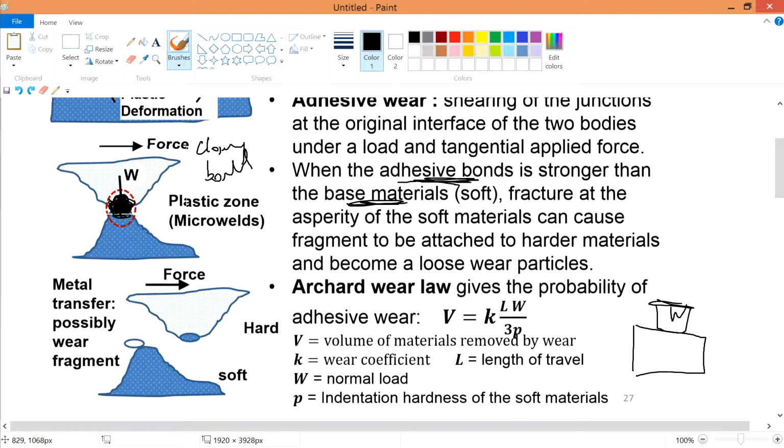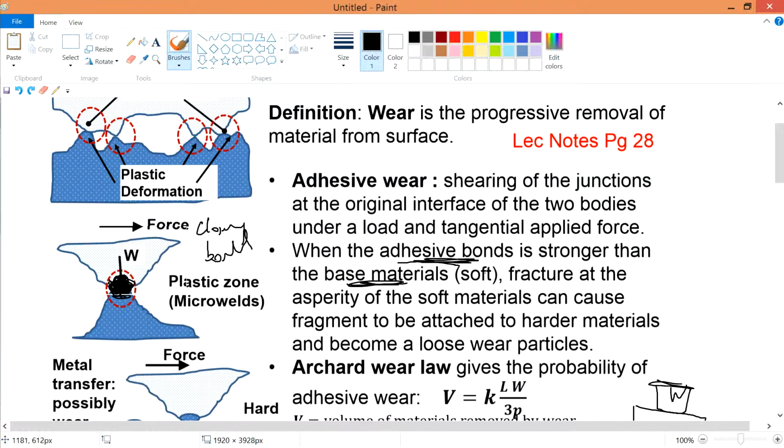Nonetheless, I may be wrong about my indentation hardness of the soft materials. I don't know whether this is the Brinell hardness value or not. I'll leave you to think about it, and I'll update in the future. Alright, so this is just a quick review of the adhesive wear.